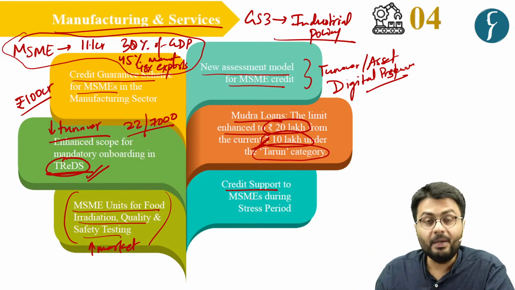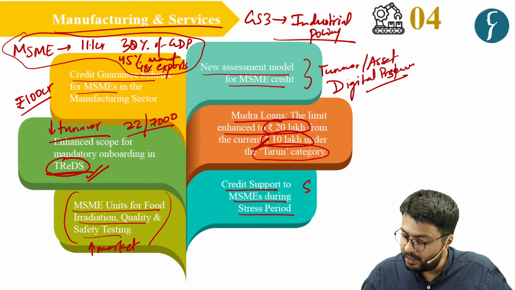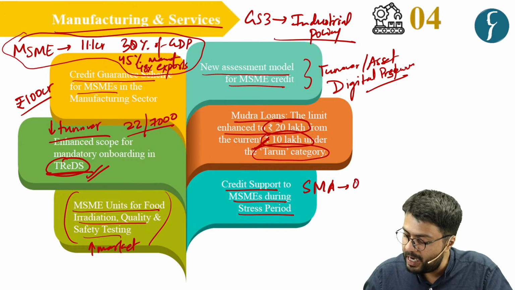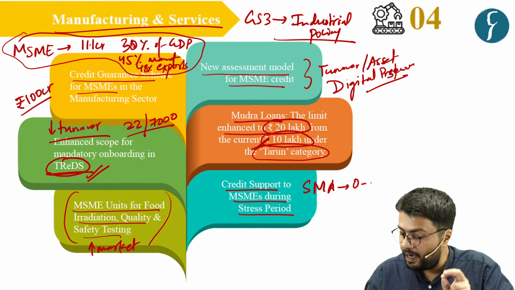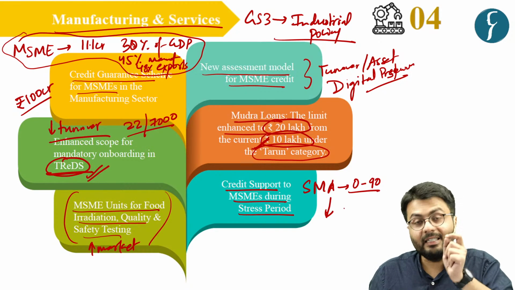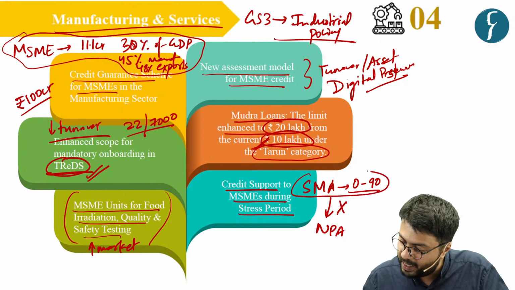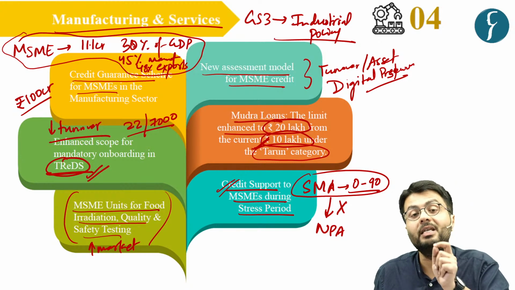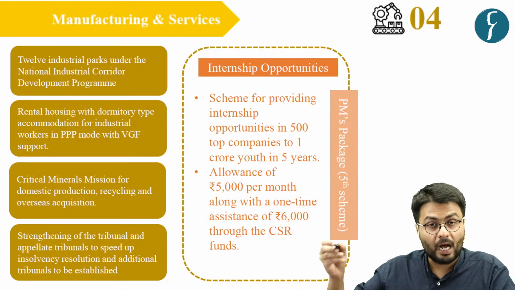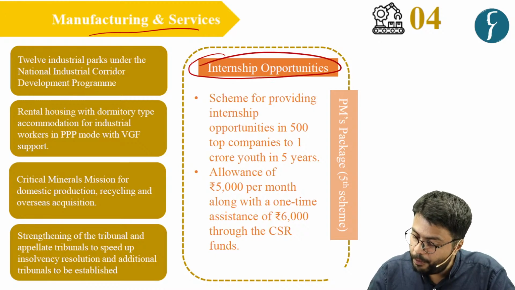Also, MSMEs will be extended with credit support even during the stress period, that is the period of special mention account, which means the MSMEs have been unable to return loans between the period of 0 to 90 days. So as to prevent these SMA loans from becoming NPA, the government intends to extend credit support to these MSME sector enterprises.